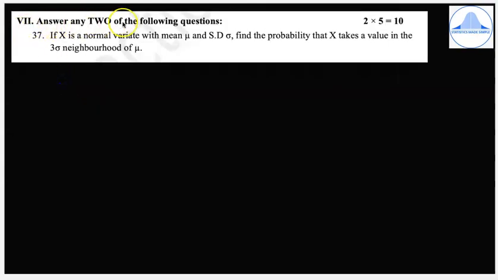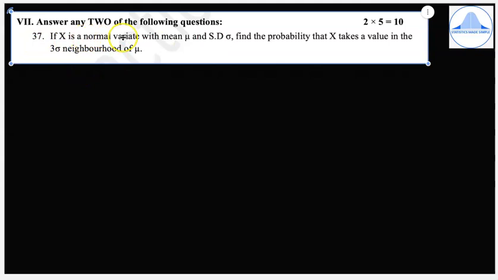Seventh main, answer any two of the following questions. 2 into 5 is equal to 10. 37th question: if x is a normal variate with mean mu and standard deviation 4, find the probability that x takes a value in the 3 sigma neighborhood of mu.